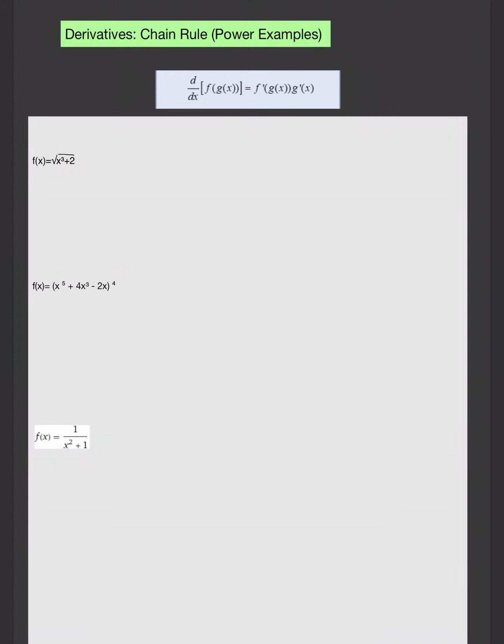Hey guys, today we'll be looking at chain rule derivative examples. For these examples, I'll be focusing on chain rule powers, and I'll make a few other videos with chain rule with product rule and chain rule done multiple times.